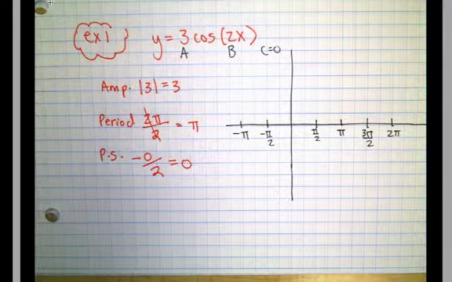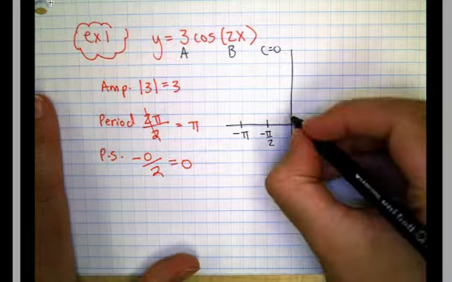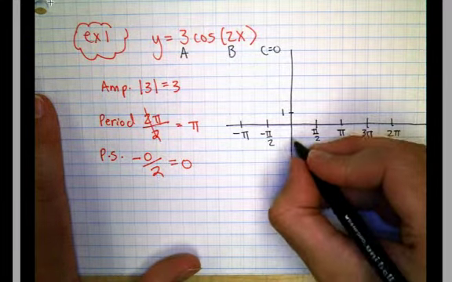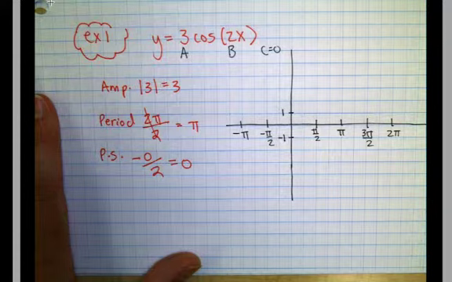Let's talk about the regular cosine graph. Normal cosine starts at 1, and it just goes between negative 1 and positive 1.